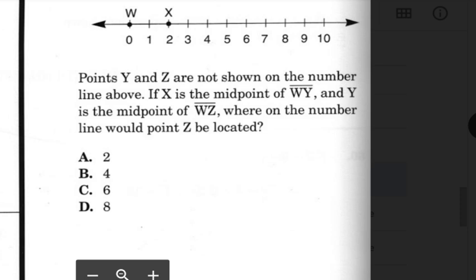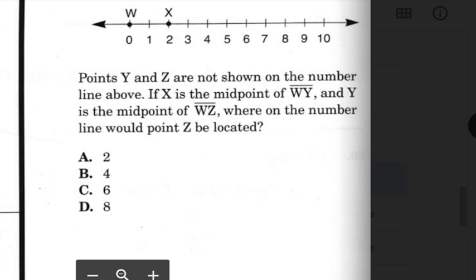Points Y and Z are not shown on the number line, which gives us W is 0, X is 2. Points Y and Z are not shown on the number line above. If X is the midpoint of line WY, so we see W, but we don't see Y, and Y is the midpoint of WZ, where on the number line would point Z be located? So again, you can pause the video at this point and try to solve this yourself.